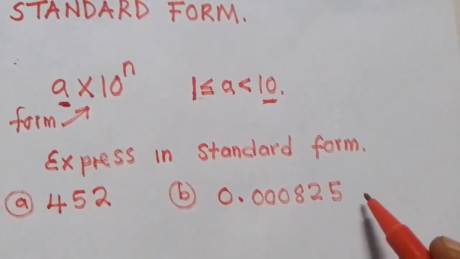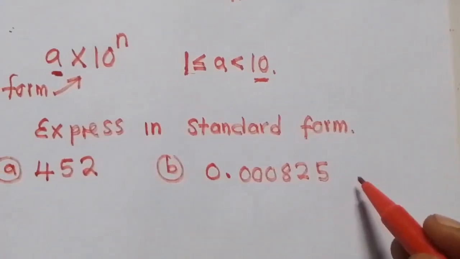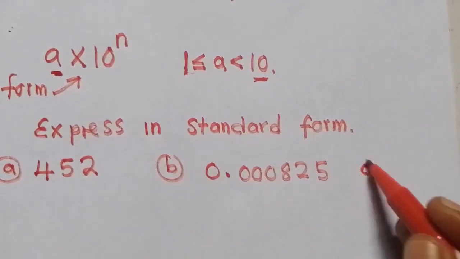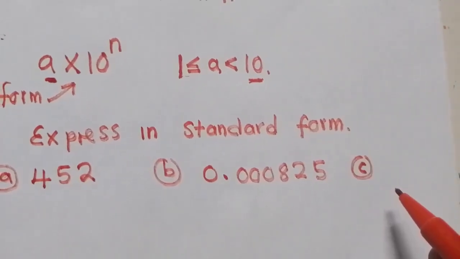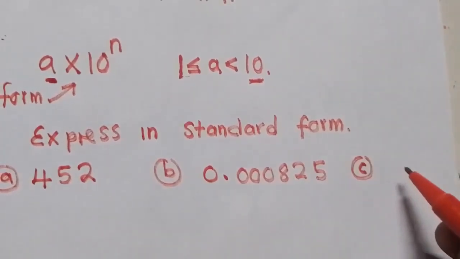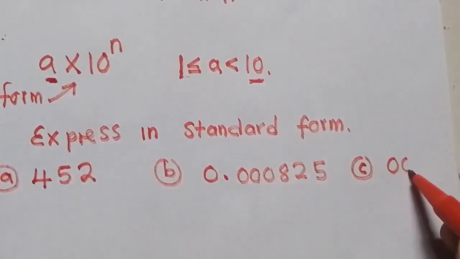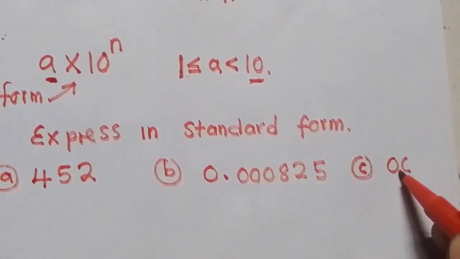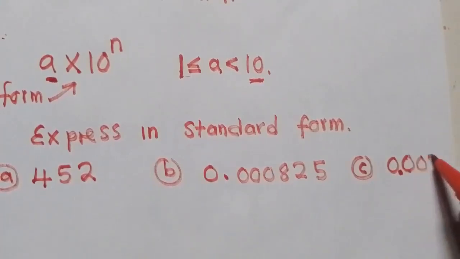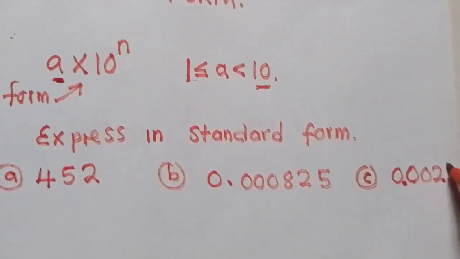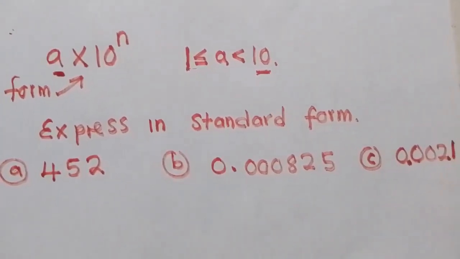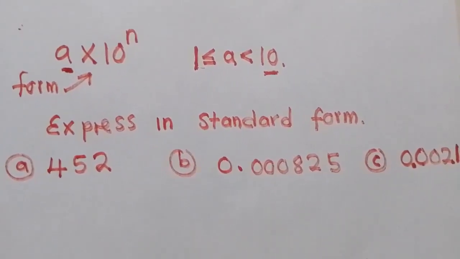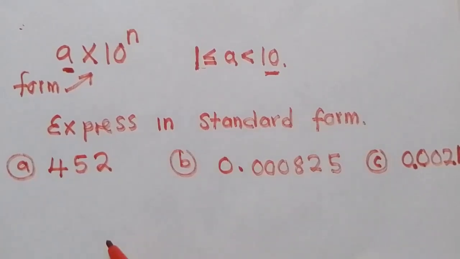Then for C, let me put this number here, 0.021. So there is a 1 here. This is what you are given, and you are told to express in standard form. So expressing in standard form, this is what we are going to do.